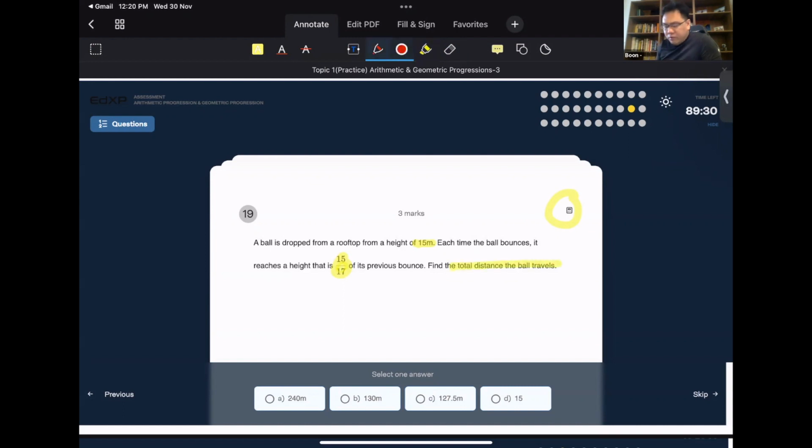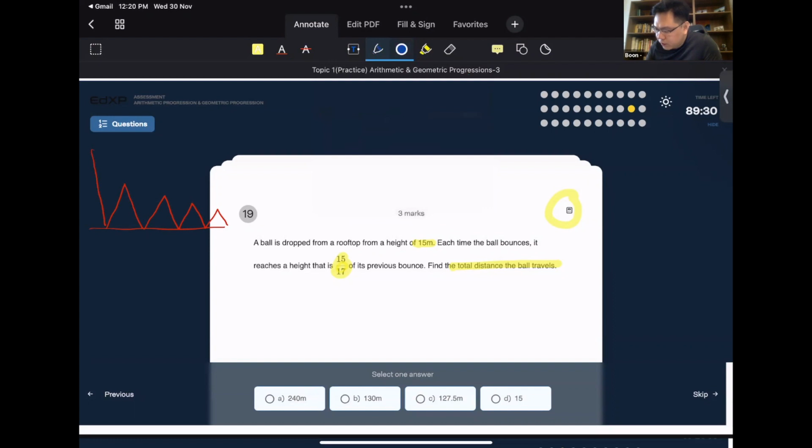Okay, so before I even begin the question, I like to visualize it. So imagine a ball that's being dropped 15 meters down. When it hits the ground, it will bounce up a fraction of 15 over 17 of its previous height. And then it comes back down the same distance. And then when it bounces up again, the same multiplier, 15 over 17. Okay, so we can try to visualize this question.